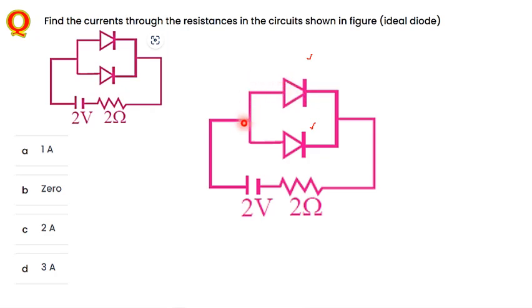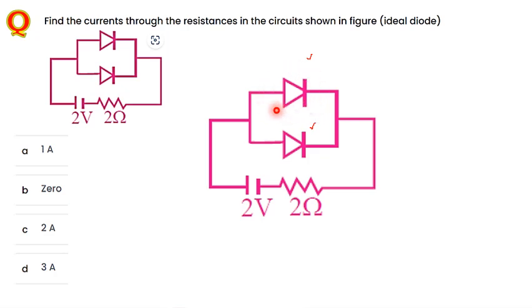The P type of semiconductor is connected to the positive terminal of the battery, and the N type of semiconductor is connected to the negative terminal of the battery. So this is called forward bias. Similarly, this one is also forward bias. What does forward bias mean? It allows the current to flow across the diode. Reverse bias means it doesn't allow the current. The main function of the diode is that it allows the current to flow in only one direction.